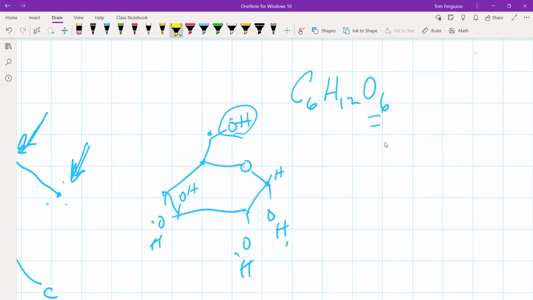So we've got, it says 6 carbons there. So we're having 1 carbon, 2, 3, 4, 5, 6. Okay. 6 oxygens. So we have 1, 2, 3, 4, 5, 6 oxygens. 12 hydrogens.